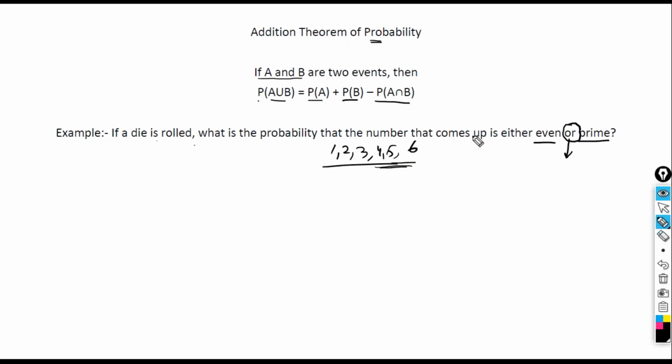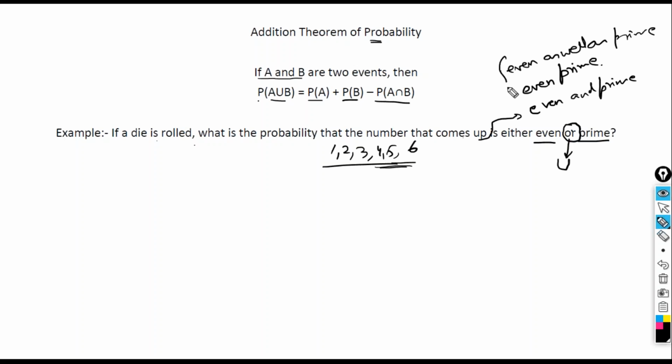Okay, so guys, wait. Many are wrong answers. This "or" means union. Had the statement been, what is the probability that the number that comes up is even and prime, or even prime number, or even as well as prime, then that basically means the intersection of the two categories. So this "or" means union.